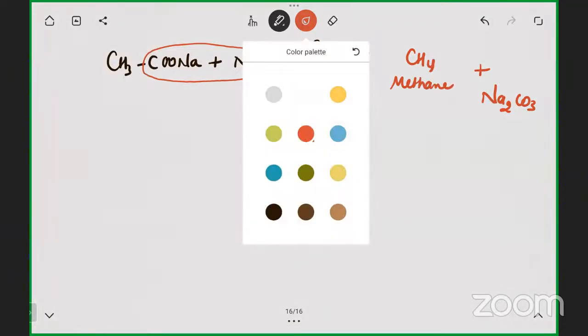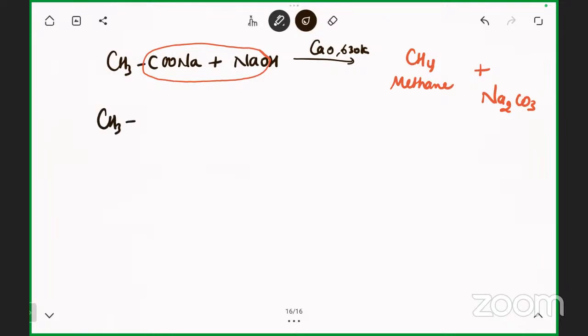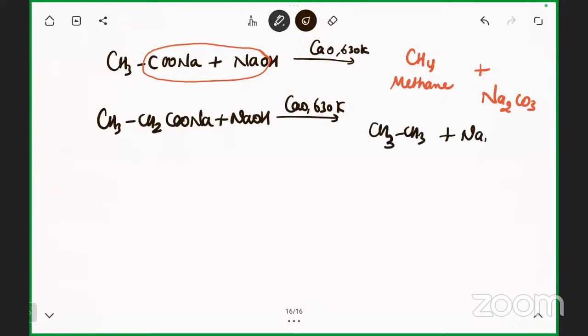Okay, so tell me the product fast. I'm writing the reaction. Yes, product. CH3 plus Na2CO3. Very good. Clear?